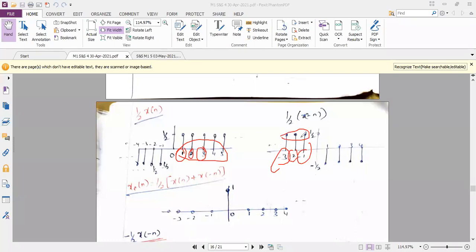So the amplitude is 1 by 2. Similarly, I hope you can follow, what was there at minus 1 is now at plus 1. At minus 1 the amplitude was minus 1 by 2, and now at plus 1 the amplitude is minus 1 by 2. So this diagram keeps growing like this. I want you to finish the diagram of 1 by 2 x of minus n. I hope you do not have any doubts in this.